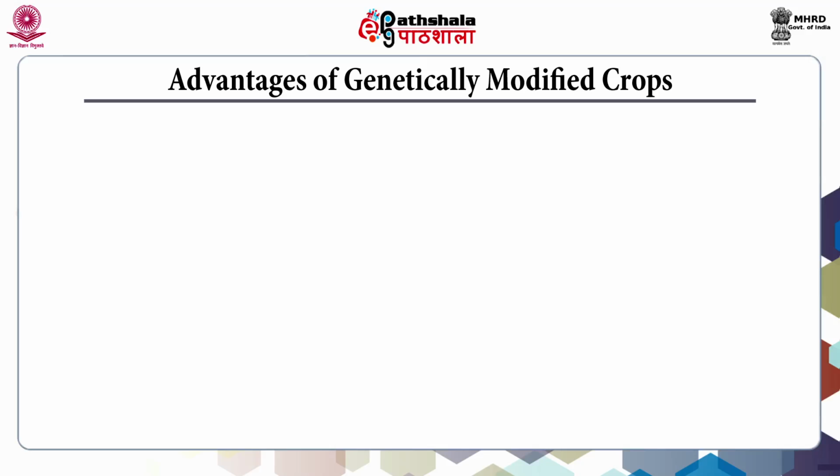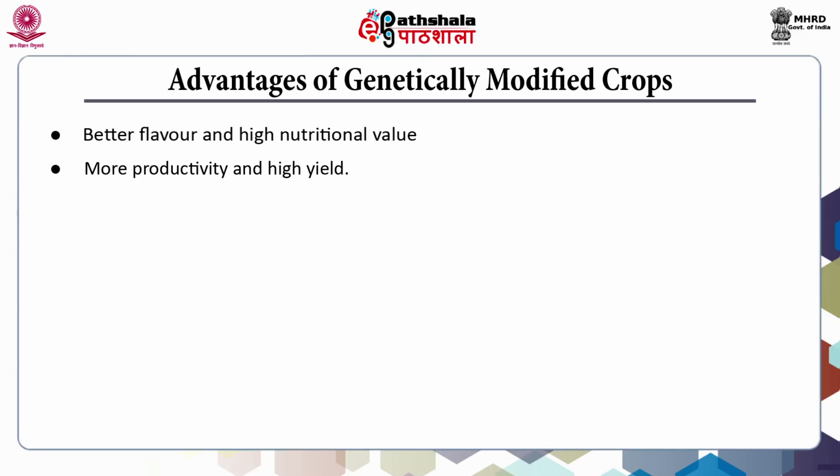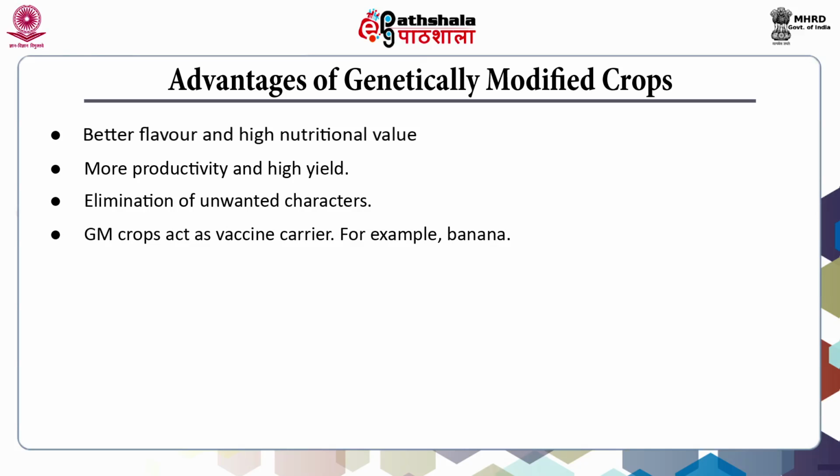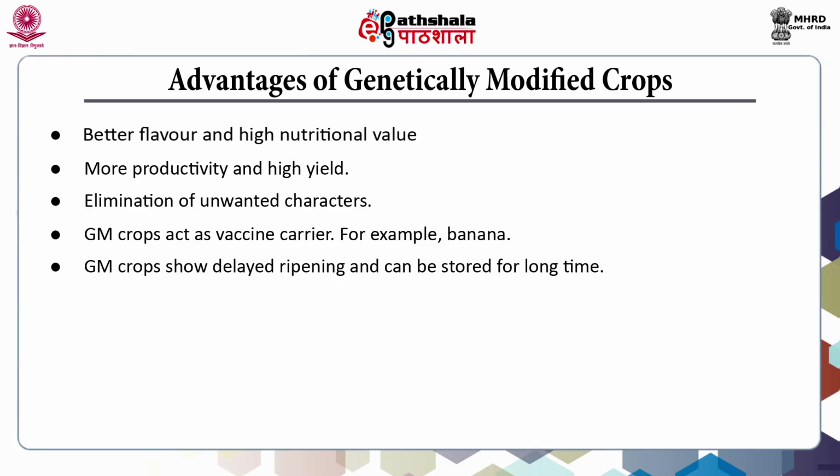Now, what are the advantages of genetically modified crops? They have better flavor and high nutritional value. Productivity is high as well as yield is also high. Certain unwanted characters have been eliminated. GM crops act as vaccine carriers, for example, banana. They show delayed ripening and can be stored for a longer period. Virus and herbicide resistant plants have been developed.